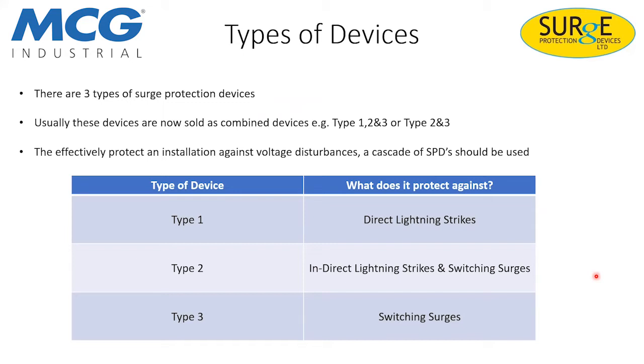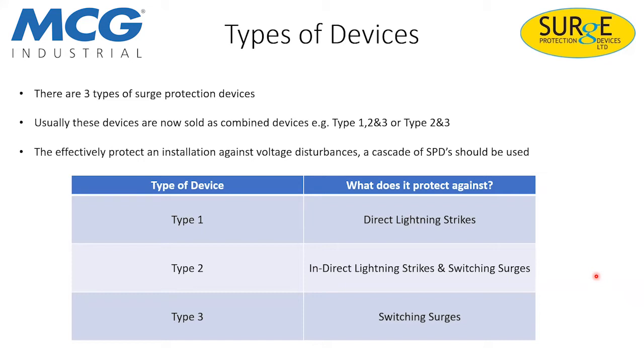The devices are now usually sold as combined devices. So we have type 1s, type 2s and type 3s. But usually when you start looking at the data sheets, it'll be a 1, 2 and 3 combined unit or a type 2 and 3 combined unit. And all that does is provide protection for that board in the 3 phases. It doesn't negate the need for surge protection downstream.